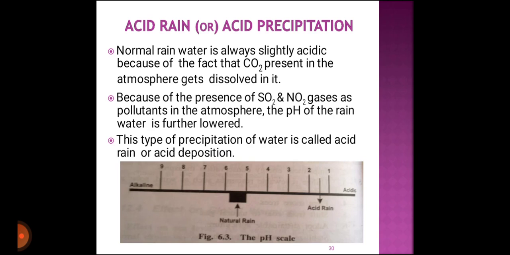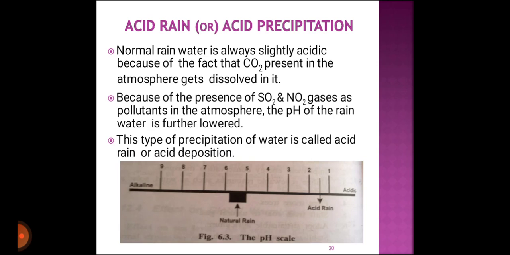Suppose pH is 4 to 7, it is called slightly acidic, that means weak acidic. A pH value of 7 to 10 or 7 to 11 is called weakly basic in nature, that means weak base. Above pH 11 to 14 is called a strong base. So these are all the pH scale values.